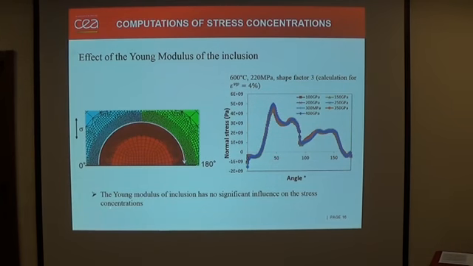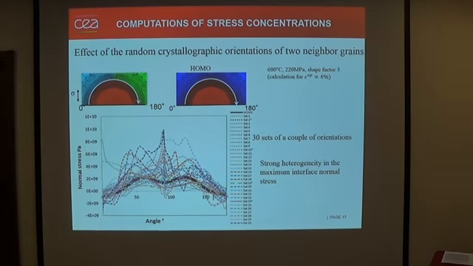To start our study, we start with the effect of Young's modulus of this inclusion. We sampled it from 100 GPa to 400 GPa, but this parameter does not make a significant influence on stress concentration. So we take this value, 350 GPa, which is the Young's modulus of M23C6. And then we study the effect of random crystallographic orientation of the two neighboring grains.